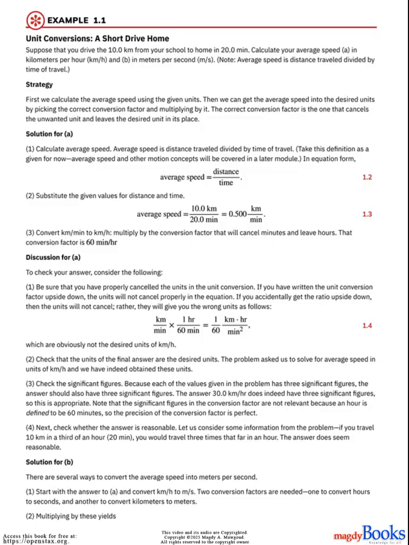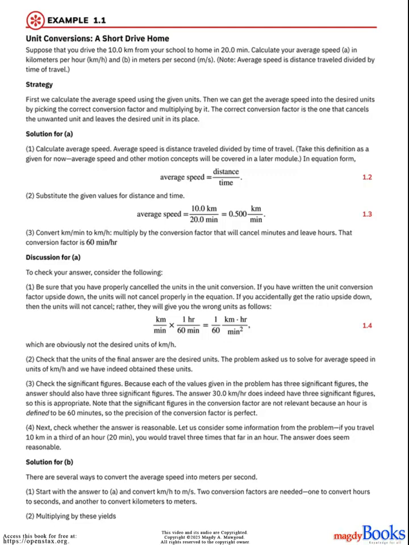Calculate average speed. Average speed is distance traveled divided by time of travel. Take this definition as a given for now. Average speed and other motion concepts will be covered in a later module. In equation form, average speed equals distance over time.